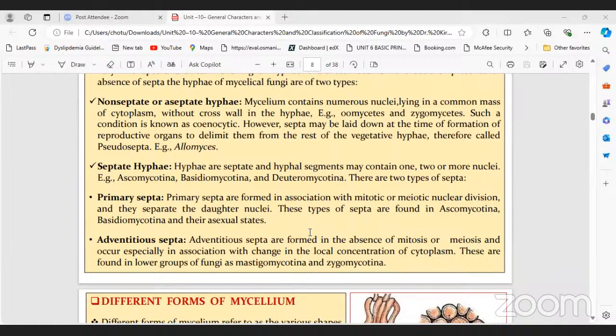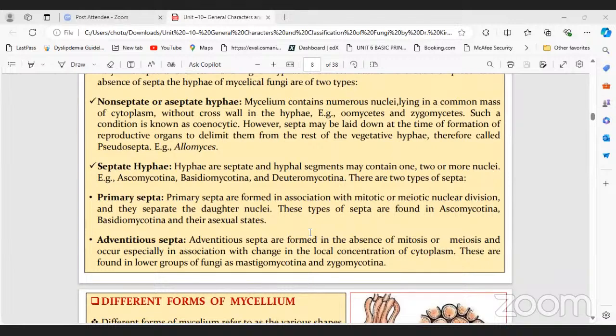Next, adventitious septae. Adventitious septae are formed in the absence of mitosis or meiosis and occur especially in association with a change in local concentration of cytoplasm. They are found in the lower group of fungi, that is Mastigomycotina and Zygomycotina. Both are the lower or starting classification. Okay, this is the hyphal septae.